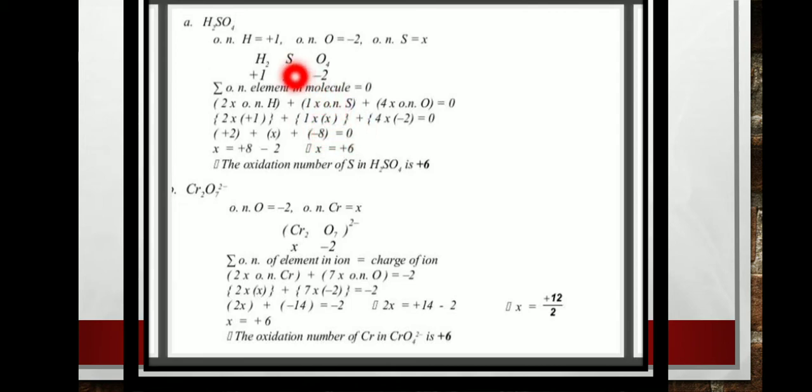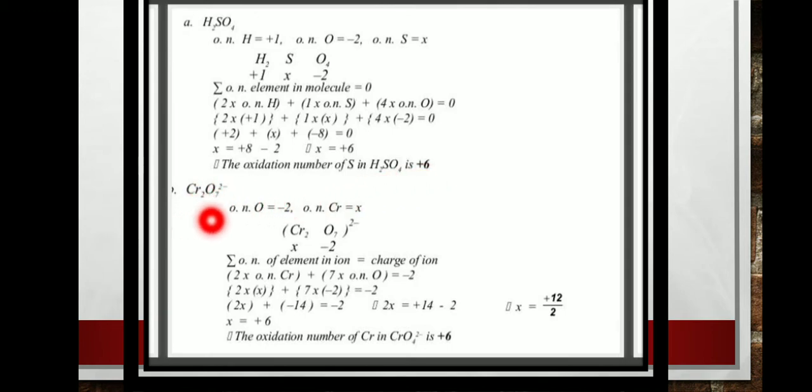How many sulfur? 1, therefore 1. How many hydrogen? 2, therefore 2. How many oxygen? 4, therefore 4. 4 into minus 2 equal to 0. Plus 2 plus X plus minus 8 equal to 0. Therefore, X equal to plus 8 minus 2. Therefore, X equal to plus 6. Therefore, the oxidation number of sulfur in H2SO4 is plus 6.